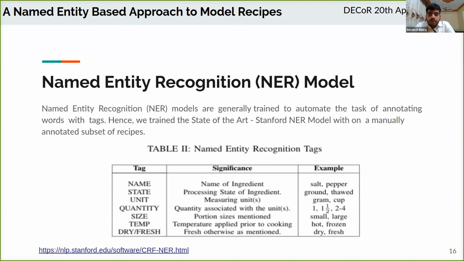But again, name would be used to identify the recipe, unit, quantity, and the size would give us some quantitative information. State, temperature, and dryness of refrigeration state would affect the way the ingredients interact with each other.